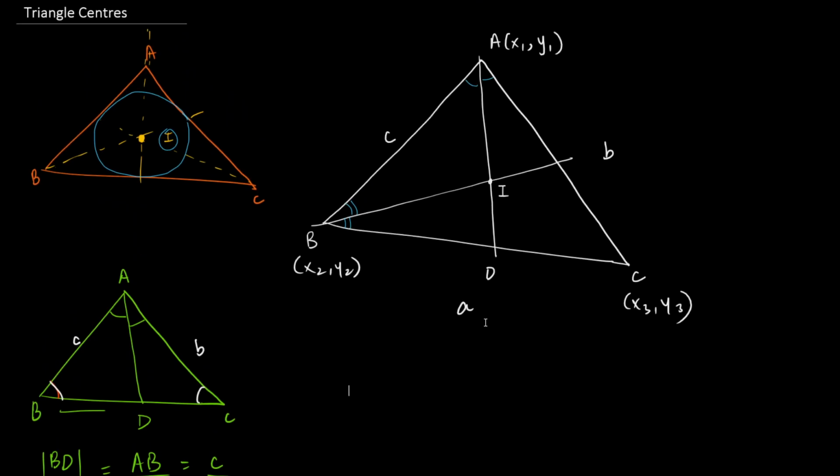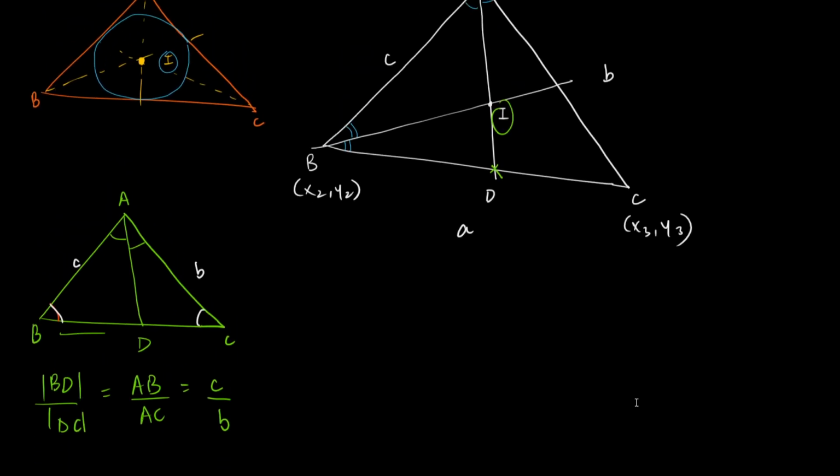So let's try to first figure out the coordinates of point D, since then we can go on to find the coordinates of I by again finding some sort of a ratio. So we know that BD over DC is equal to C over B. So this means that D divides BC in the ratio C is to B. And B here is x2, y2, and C is x3, y3.